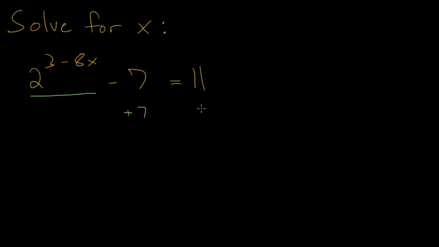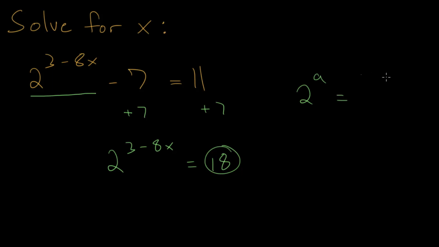We can add 7 on each side of the equation so that we get 2 to the 3 minus 8x is equal to 11 plus 7, which is 18. Now, if this side was a power of 2, like 16, then we can rewrite that as 2 to some power, and then we would have 2 to some power is equal to 2 to some power, and those exponents must be equal to each other, and we would be able to solve for the missing variable. However, in this case, we can't do that since this is not a power of 2.